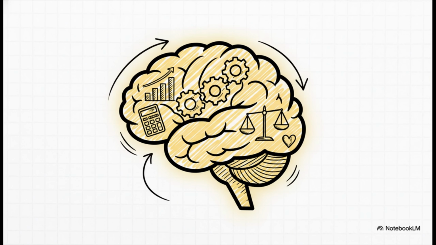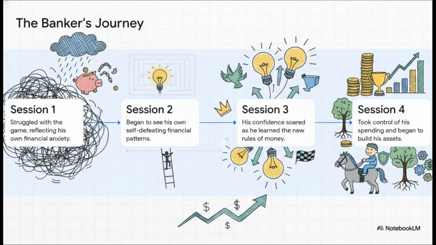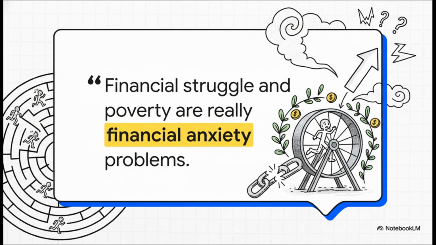Let me tell you a quick story about a banker who went through this exact transformation. So this banker, he was making a great salary, but he was always drowning in financial stress. In his first session, learning these new ideas, he was just lost, and you could see his own anxiety reflected in his confusion. But then, as you can see in step 2, the light bulb started to go on. He began to recognize his own self-defeating money patterns. By the third session, his confidence was through the roof as he learned the new rules of the game. And finally, in step 4, he took control, started building his asset column, and began writing a completely new financial story for himself.